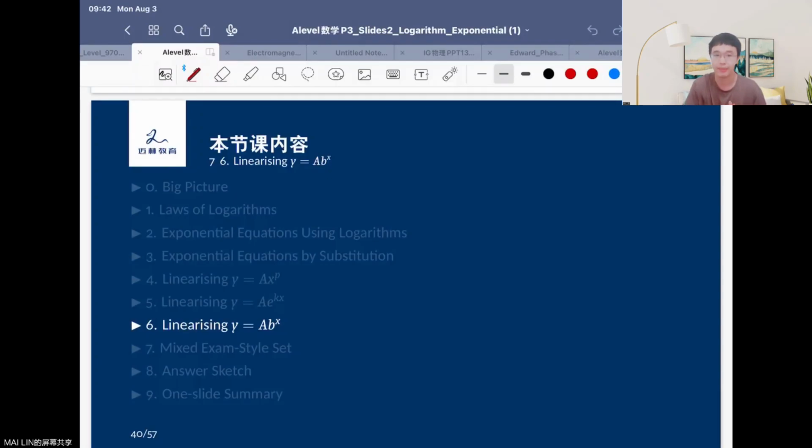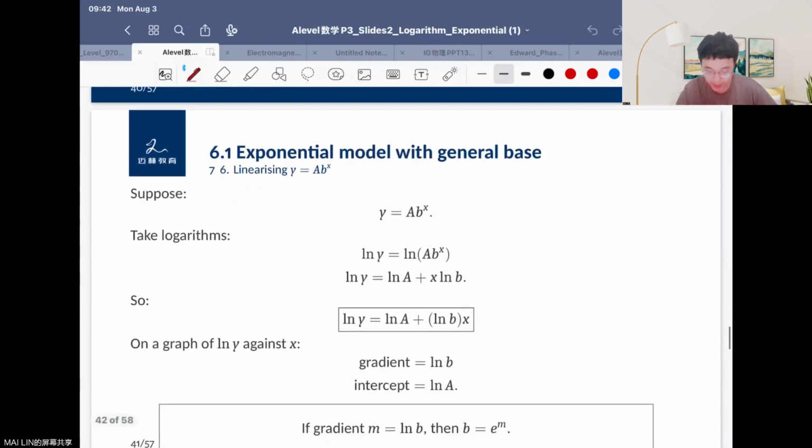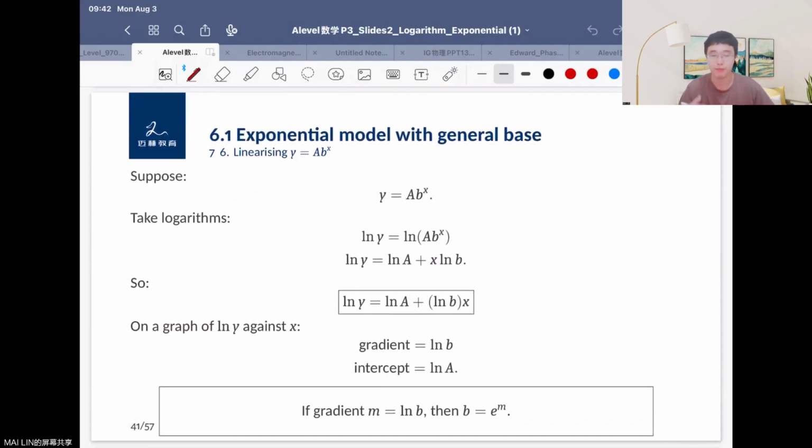Okay, so today we are talking about linearization for y equals a times b to the power of x. For this example, we can set it up the same as before: if we have y equals a times b to the power of x, first take the logarithm on both sides. So it becomes log y equals log of a b to the power of x. That is how to calculate this.